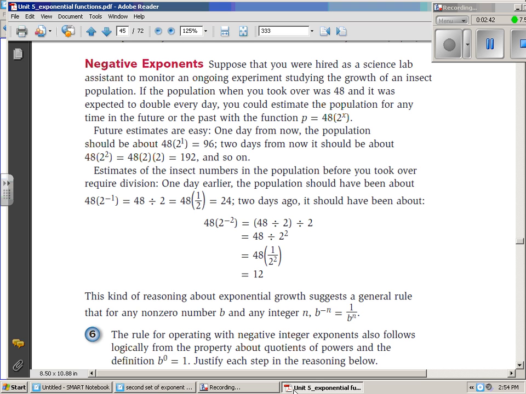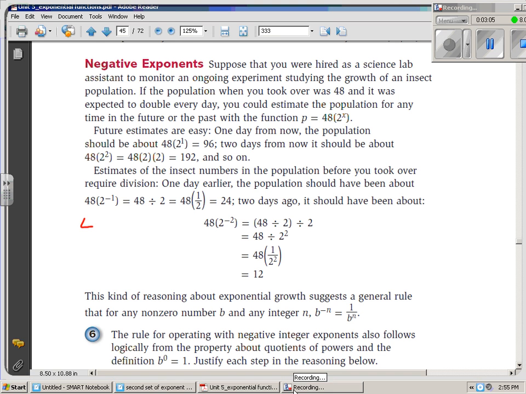Estimates of the insect numbers in the population before you took over required division. So when you're moving forwards, you're multiplying by 2. When you're moving backwards, you're dividing by 2. Let's continue reading. One day earlier, the population should have been about 48 times 2 to the power of negative 1, which equals 48 divided by 2. So 48 divided by 2.